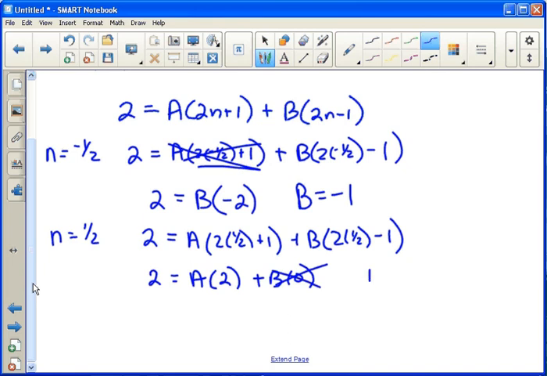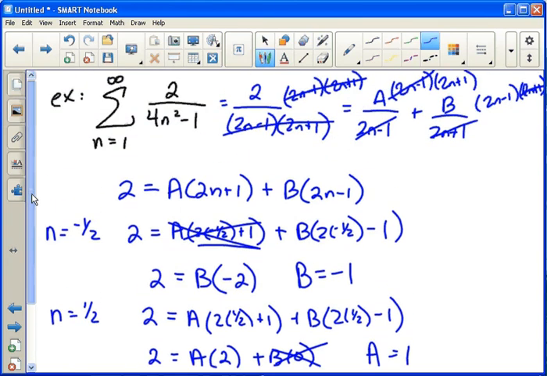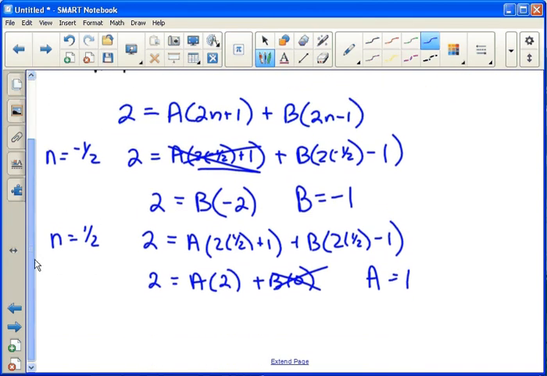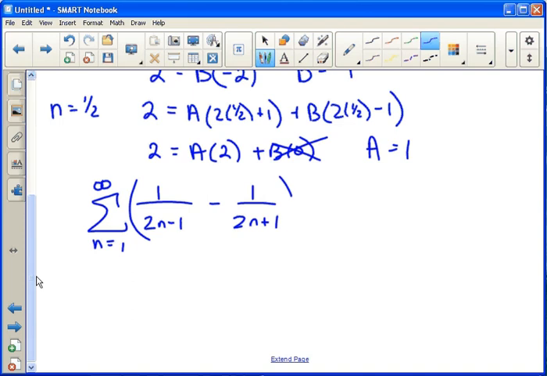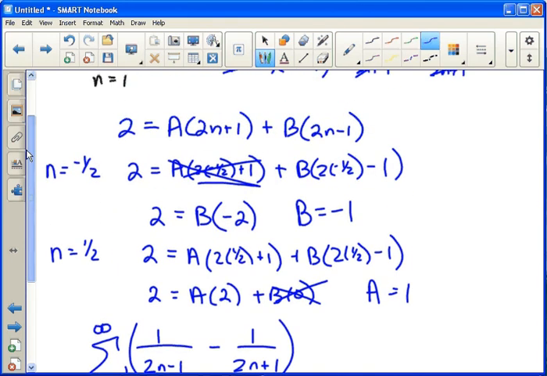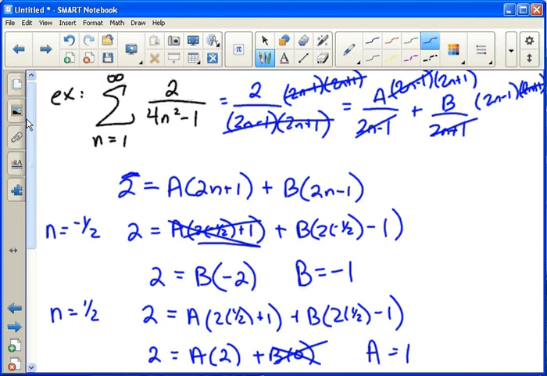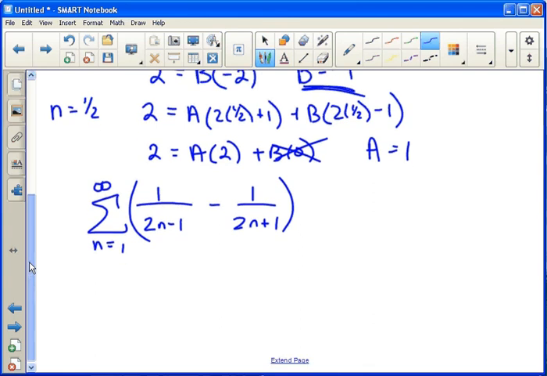So this thing that we originally had, the 2 over 4n squared minus 1, we can now rewrite this way: 1 over 2n minus 1 minus 1 over 2n plus 1. And this minus right here is coming from the fact that b was equal to negative 1. So when I used this, sorry about that, when I used this, that gave me a negative.